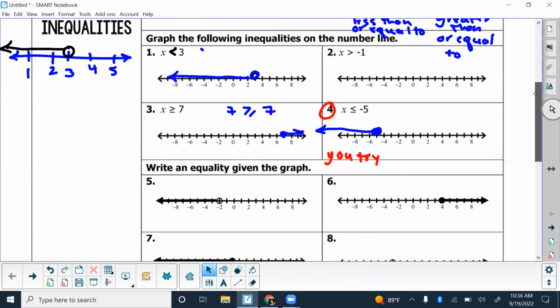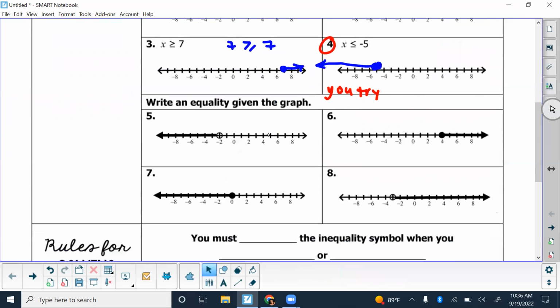All right, so now we are going to write an inequality. Maybe it should be inequality given the graph. So now working backwards. For these, you'll definitely have a variable, right? It could be X, it could be Y. I'll stick with X. What number should I put next to the X in this first example?